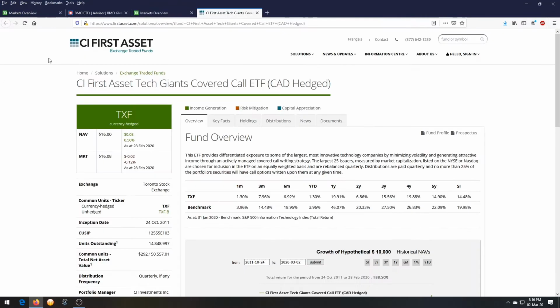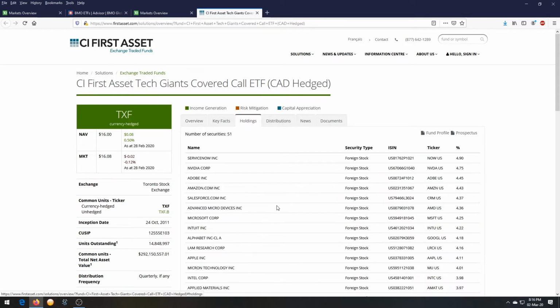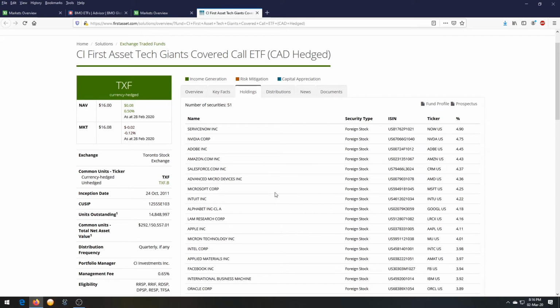If we go on the website of this ETF, on CI First Asset's website, we can see all the information, including, if we click on holdings, what kind of companies they have in this fund. A lot of the companies you'll recognize. These are obviously technology giants. You've got Amazon, you've got AMD, Microsoft is there, Alphabet, which is Google, Apple, Intel, etc., etc. Oh, Facebook is there too.